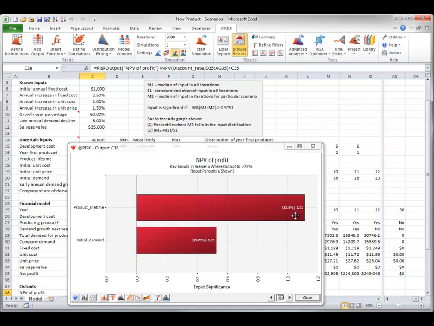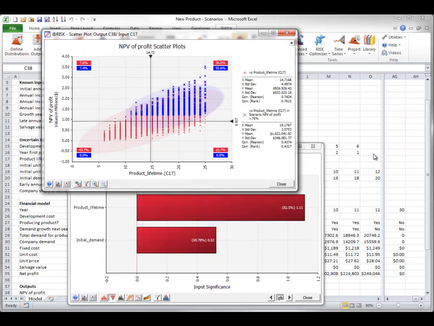The rest of this video focuses on the @RISK interface. First, you can drag any of the bars in the tornado graph off the window to get the following type of scatter plot. The blue points are where NPV is above its 75th percentile, and the red points are all iterations. This clearly shows that the product lifetime input tends to be larger when NPV is large. The blue points tend to be toward the right.